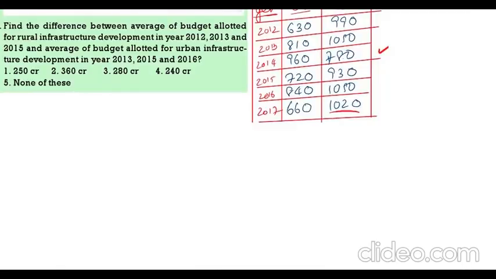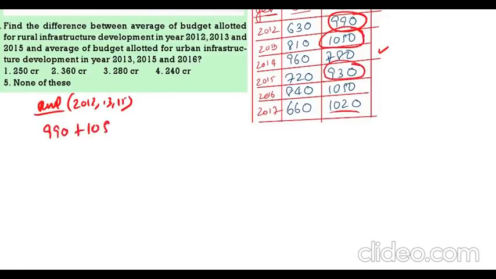Find the difference between the average of the budget allotted for rural infrastructure development in 12, 13 and 15. So rural in 12, 13, 15. That is 990, 1050, 930. 990, 1050, 930. Totally 2970. We want divided by 3.